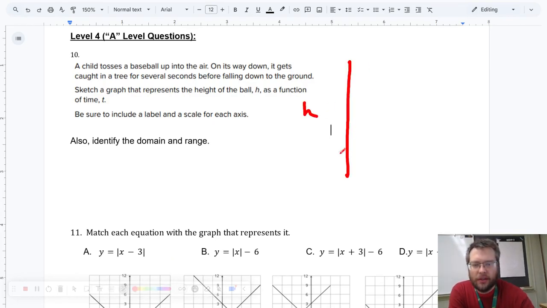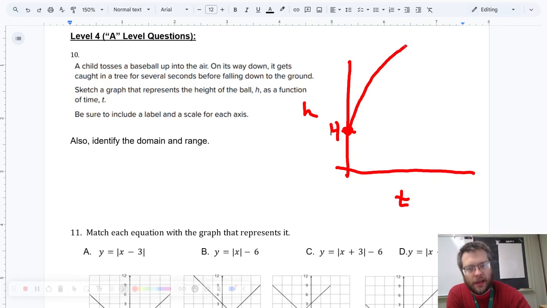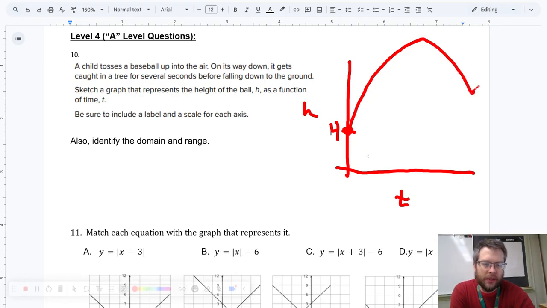So this is h, and then this is t. I can imagine that the child is a couple feet tall. Maybe the child is, say, 4 feet tall, so that's like the top of their head. And they toss the ball. Let's just pretend they toss the ball from their head height. So the ball flies up in the air, and then on its way down, it gets caught in a tree for several seconds.